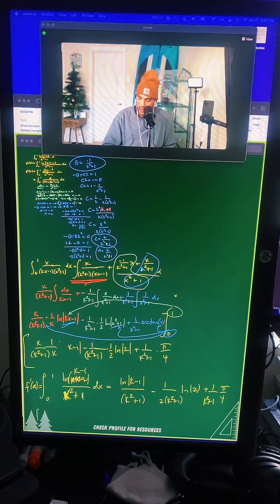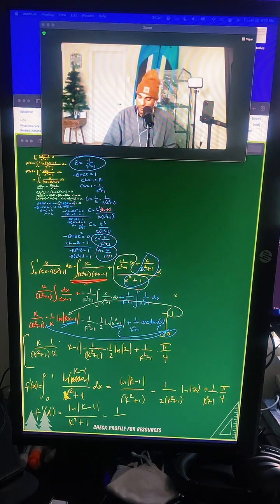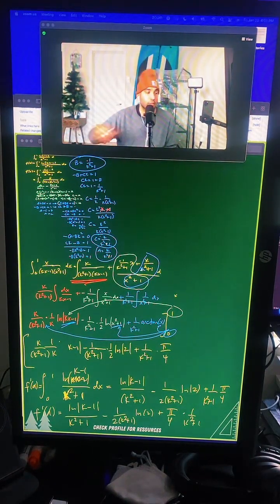Yes, so let me just rewrite this. F prime of alpha is equal to, we said the integral of... no, we haven't even taken the integral. So our f prime of alpha, which was the integral that we took, was this whole thing. Ln of k minus 1 over k squared plus 1, minus 1 over 2 k squared plus 1 natural log of 2, plus pi over 4, no, not arctan. I'm already thinking way ahead. This is just pi over 4 times 1 over k squared plus 1. So all we have to do is integrate this in terms of k.